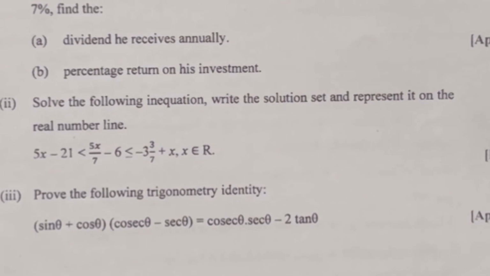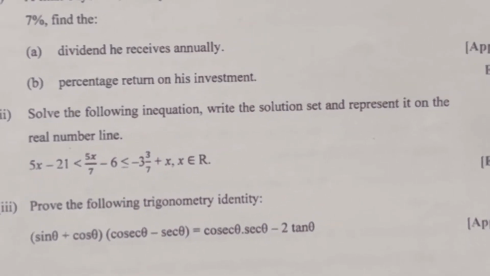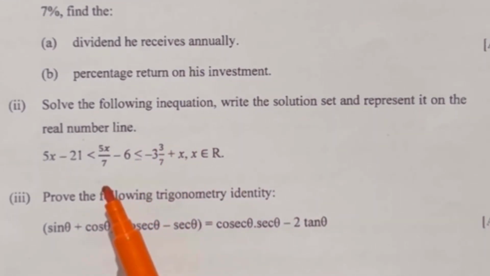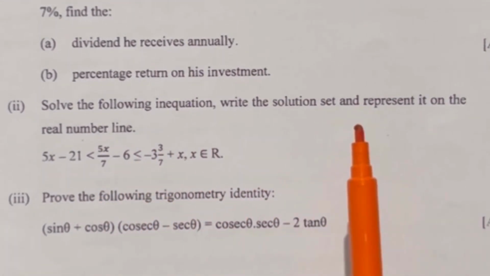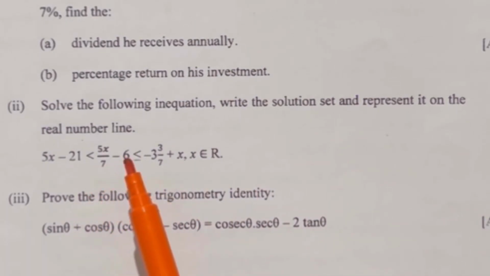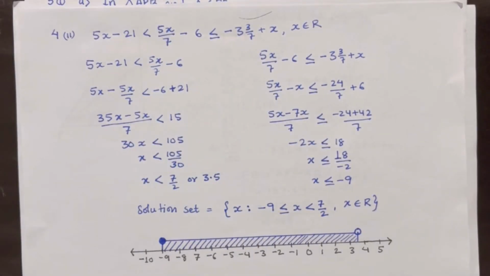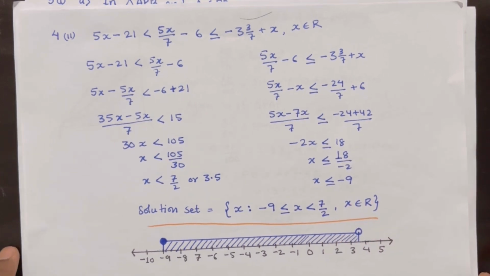Now let's see the question from the chapter Linear Inequation. So here is the question. We are given this linear inequation and we have to represent it on the real number line. The important part here is to write the solution set in the correct form. You have to write it in the correct form, and then it comes to the representation on the number line.